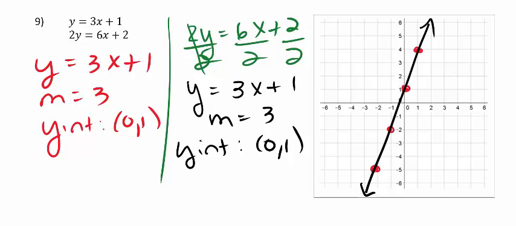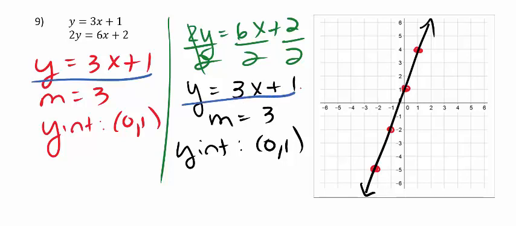Then, when we take 2y equals 6x plus 2, before we can pull out the slope and y-intercept, we need to get y by itself. So we have to divide everything by 2 to do that. And that gives us y equals 3x plus 1, which also has a slope of 3 and a y-intercept of 0, 1.